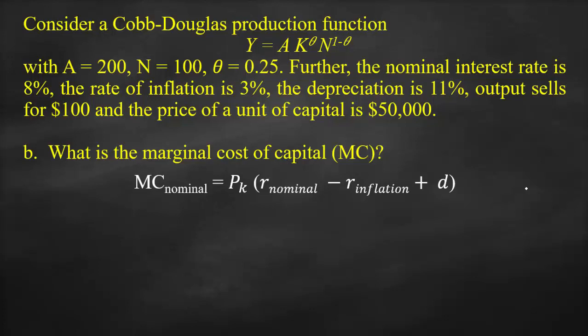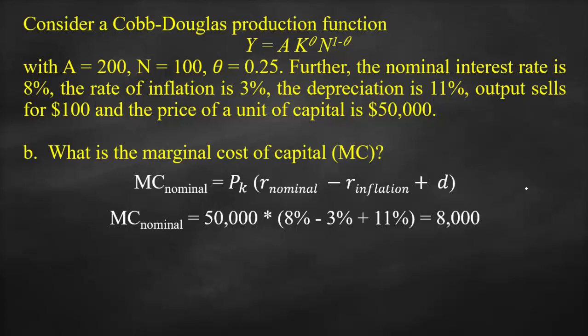We add depreciation because we have capital and we cannot use the same asset forever. It will depreciate by a certain percentage every year. So let's substitute here. We have a nominal price of capital of 50,000 multiplied by nominal interest rate of 8% minus inflation rate of 3% plus depreciation rate of 11%. This will give us 8,000.